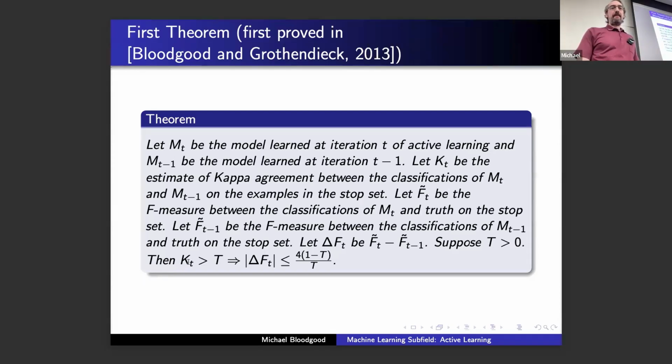Then if kappa sub t is greater than that threshold, that implies that the difference in f measures between those two models, m sub t and m sub t minus 1, must be less than or equal to 4 times (1 minus the threshold) divided by the threshold. And that's mathematically provable beyond a doubt. It's just always true. It's a worst case bound. It will often be much less than that, but it must be less than or equal to that.